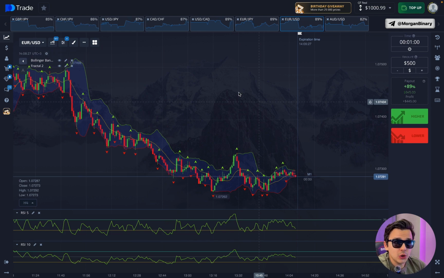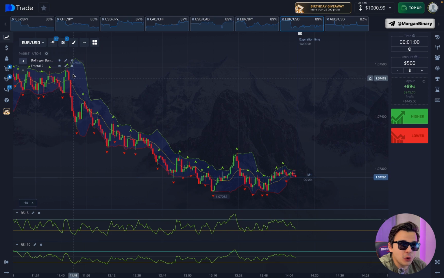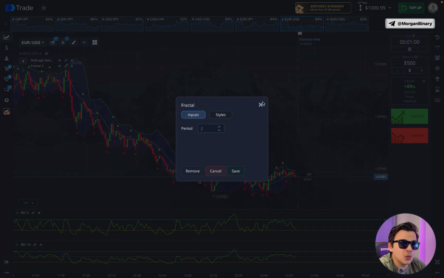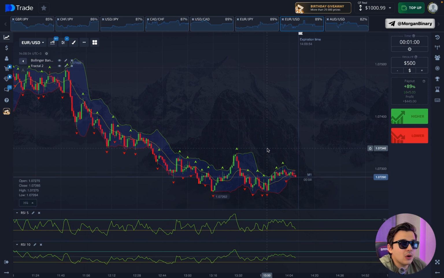So, to secure myself, I will be using one of my favorite strategies with the following indicators: Bollinger Band with a period of 13, and a deviation of 2, Fractal with default settings on this broker, and 2 RSI oscillators, the first with a period of 5, and the second with a period of 10, keeping the overbought and oversold areas as the default levels of 17 and 30. These settings are optimal for trading on 1 minute time frame.